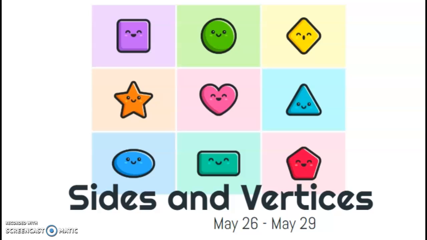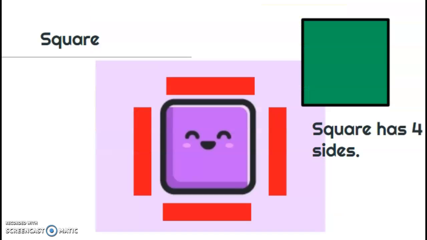For this week, for math, we're going to look at shapes and we're going to learn about sides and vertices. So today, we're going to look at the shapes square and rectangle. So we all know that this is a square, but something new that we're going to do is count the sides and count the vertices. Vertices is another word for corners. So first, we're going to look at how many sides a square has.